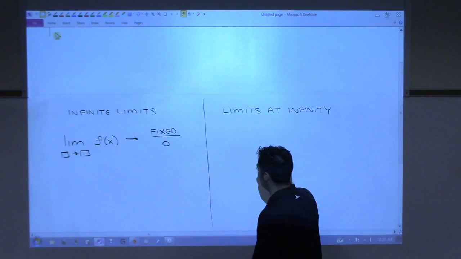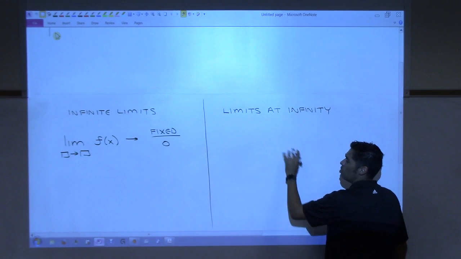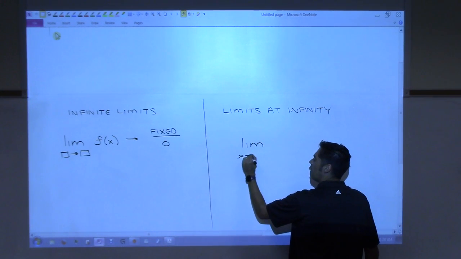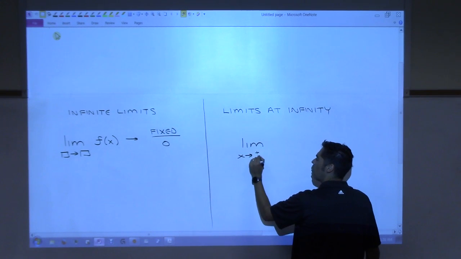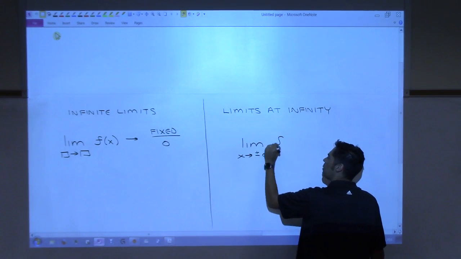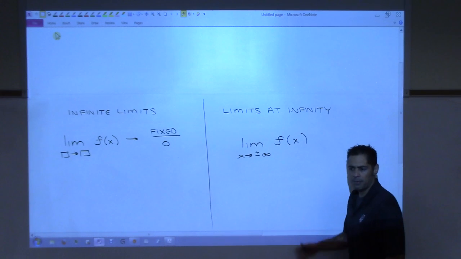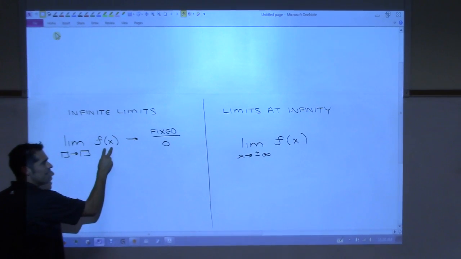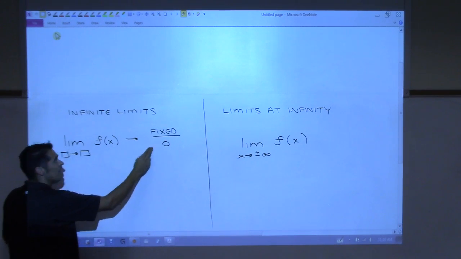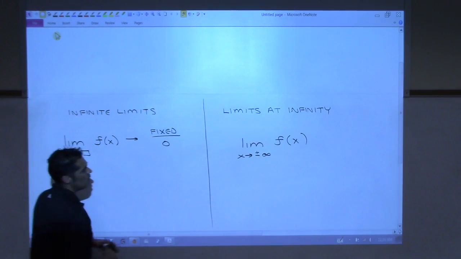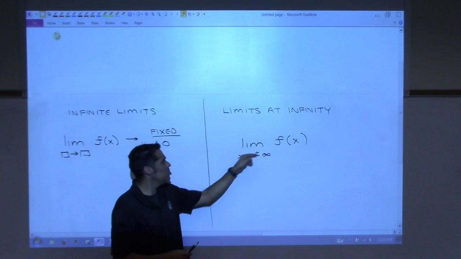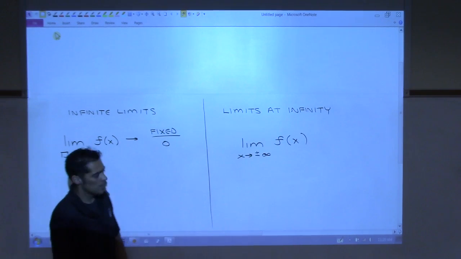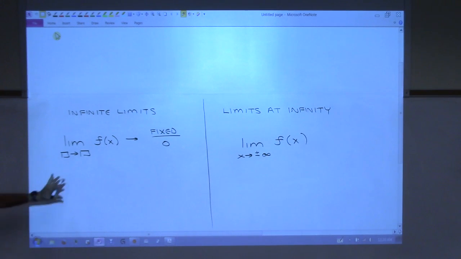That's different than this, which is going to look like this, limit. And this time we're gonna let x go to either positive or negative infinity, and then of some function. That's the difference between these two. This one is just a limit, and then what we're getting out of here is fixed over 0. That makes it an infinite limit. And then over here, if you just go to infinity or negative infinity, we call these limits at infinity. Let's start with these. All right, we're going to start with these.